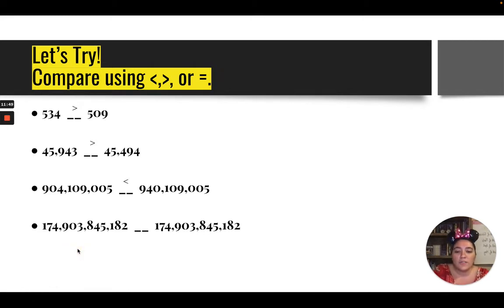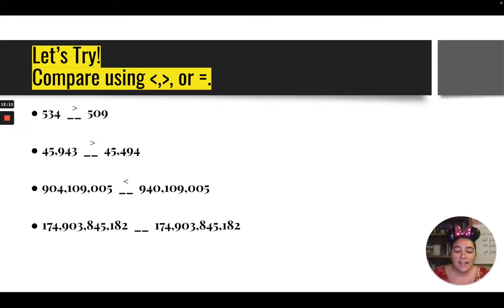So you should have used the less than symbol because 904,109,005 is less than 940,109,005. Okay? So again, when you line those up, that 0 and the 4 right after the 9s are going to line up. Boom, the 4 is larger.